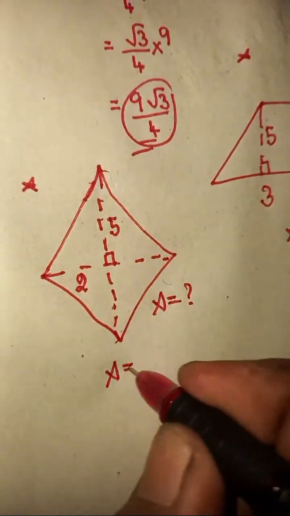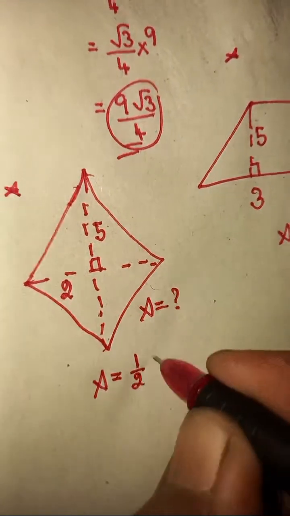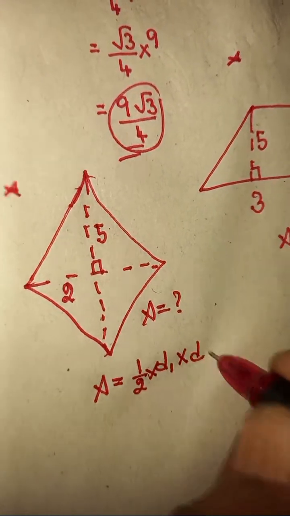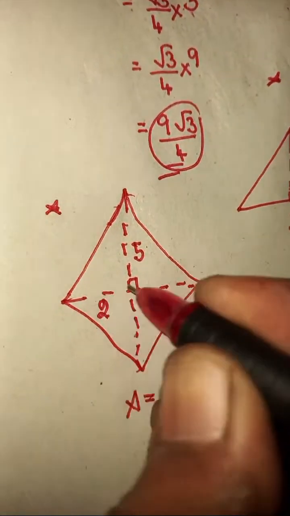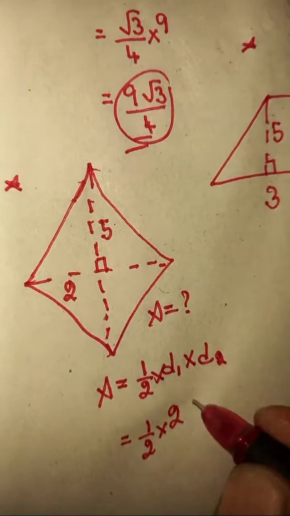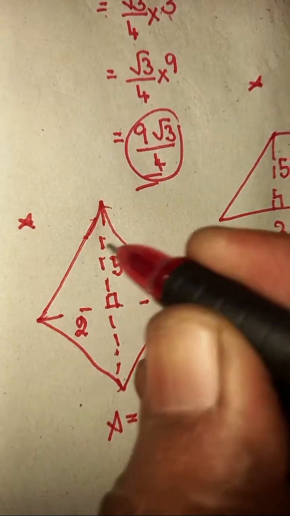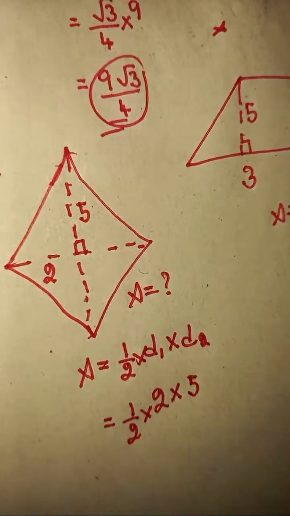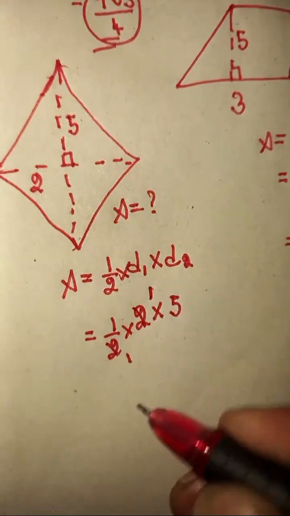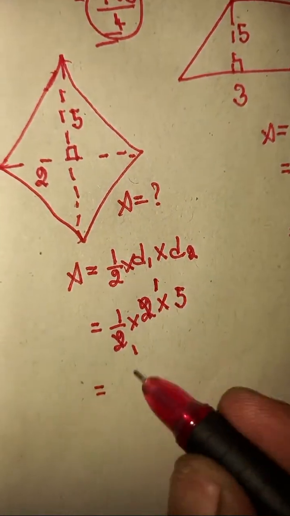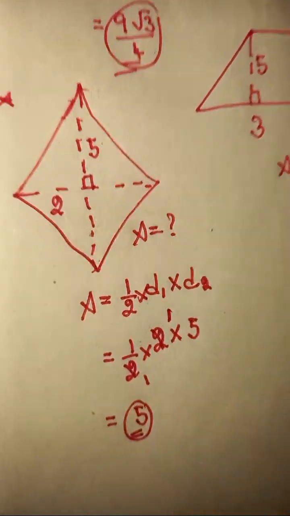Area of this rhombus is half times diagonal 1 times diagonal 2. So it is half times this is diagonal 1, 2 units, times diagonal 2, which is 5 units. You can divide the denominator into the numerator. 2 ones are 2, 2 ones are 2, 1 times 5, which becomes 5 square units.